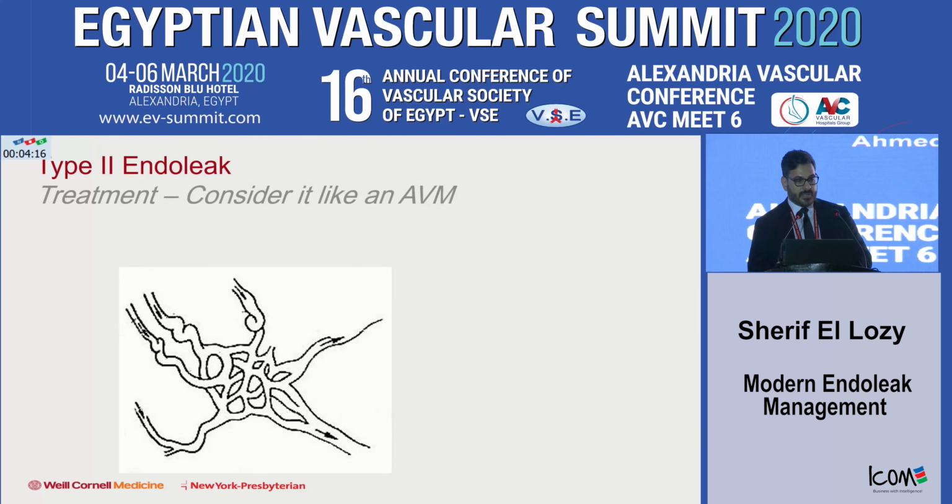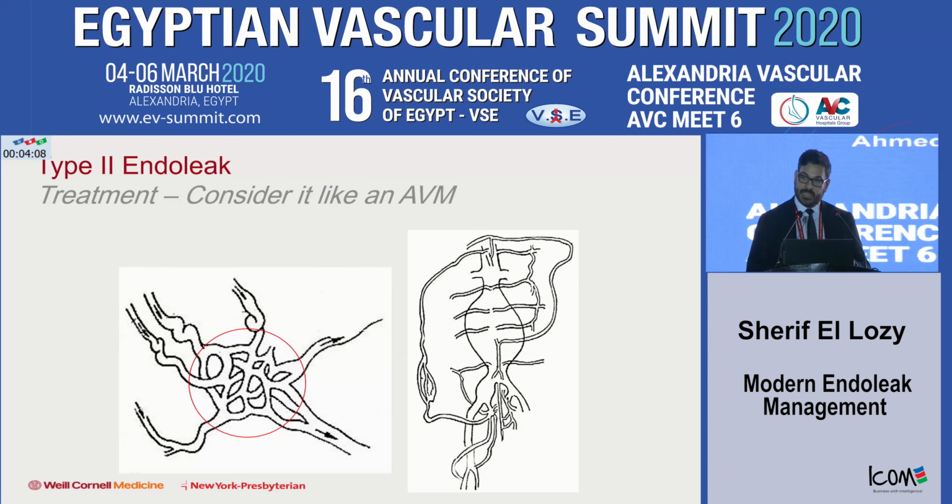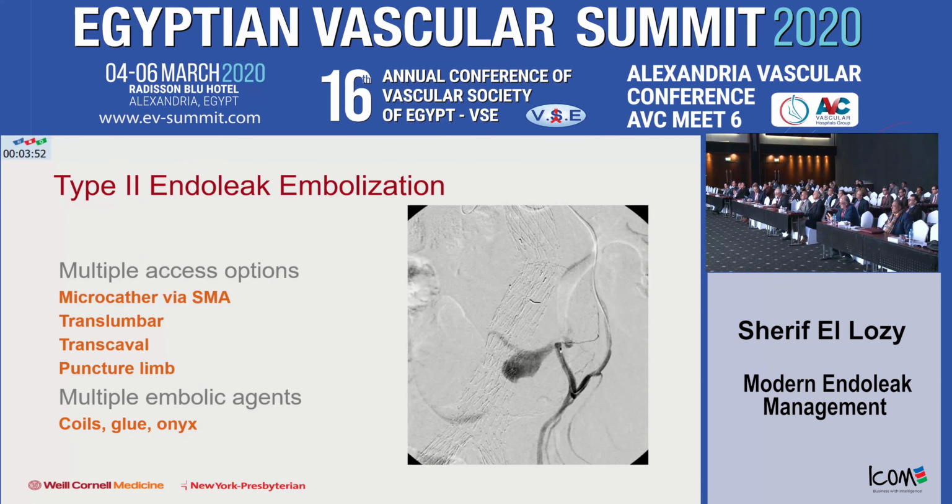So as far as the treatment, you really want to consider a type 2 endoleak like an AVM. So there are multiple side branches that lead to the endoleak cavity, and there are multiple side branches that lead out of the endoleak cavity. And so if you just get one or two, you'll still have perfusion in the sac and persistent endoleak. And so you really want to get the whole nidus as well as many of the inflow and outflow branches as you can.